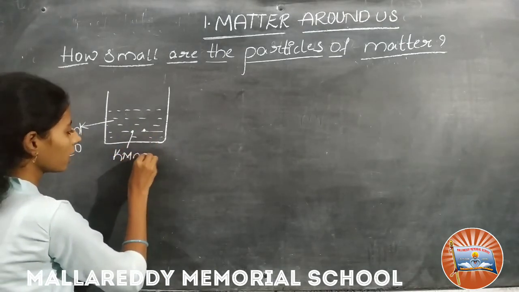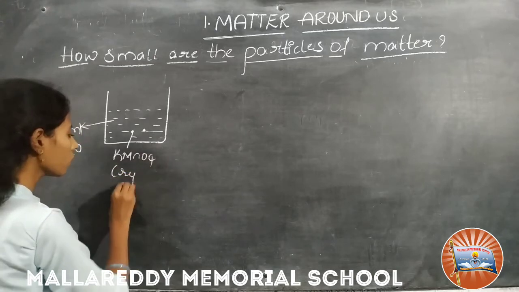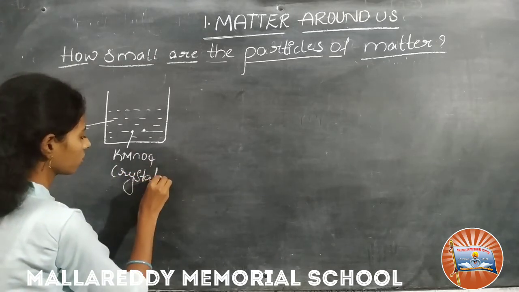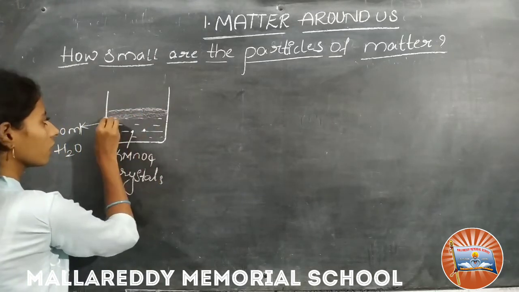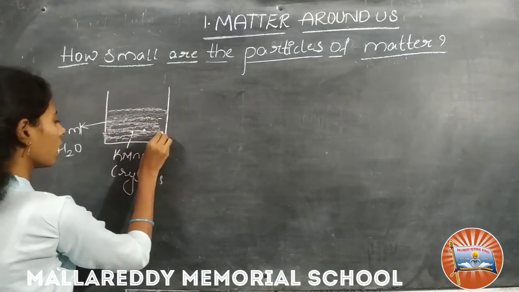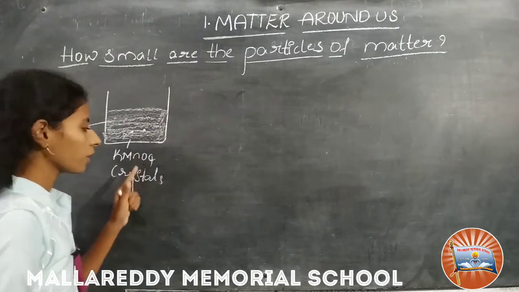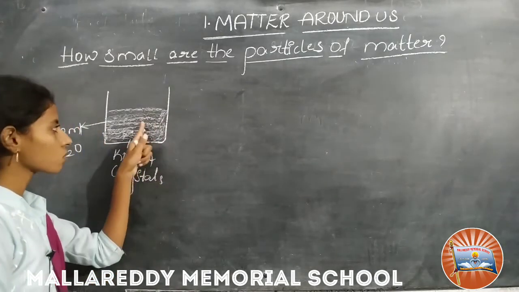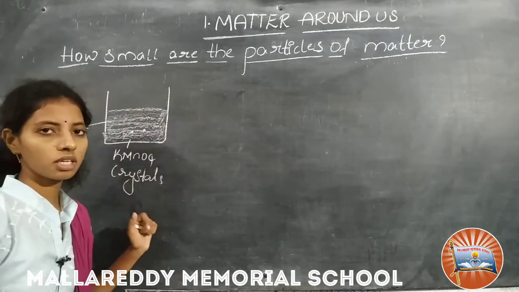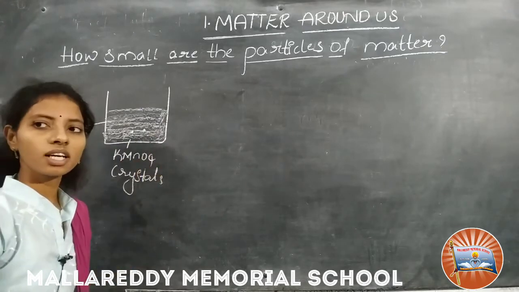So after some time the crystals will dissolve in water. We will not observe any crystals again. So we will observe the color solution here. The potassium permanganate crystals will completely dissolve in water. The solution turns pink in color.